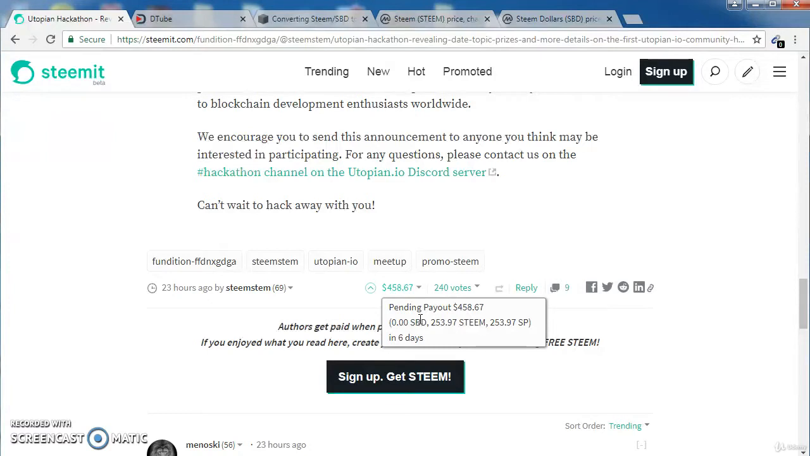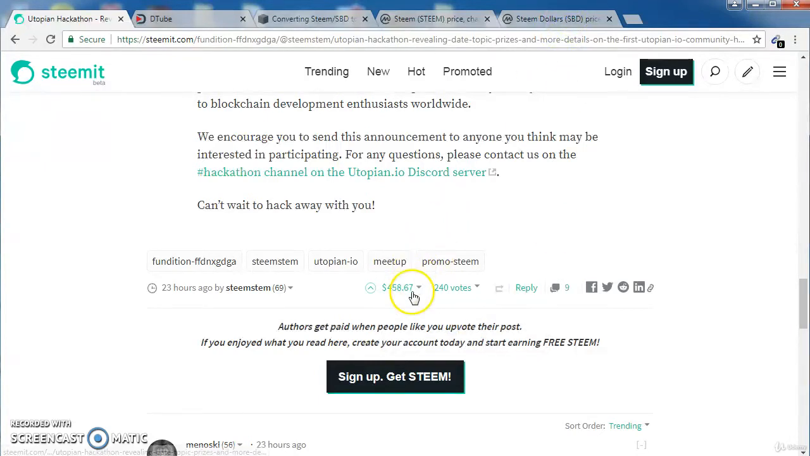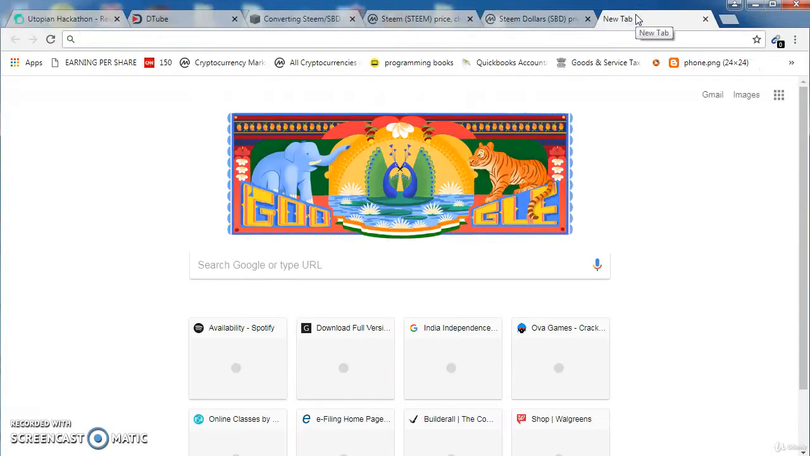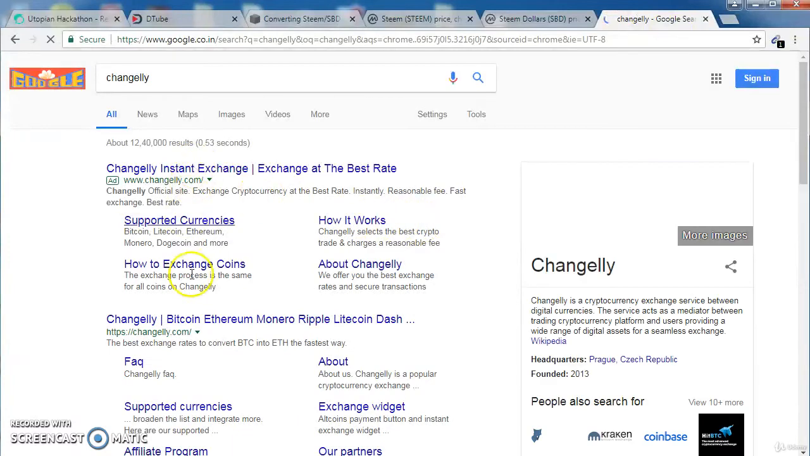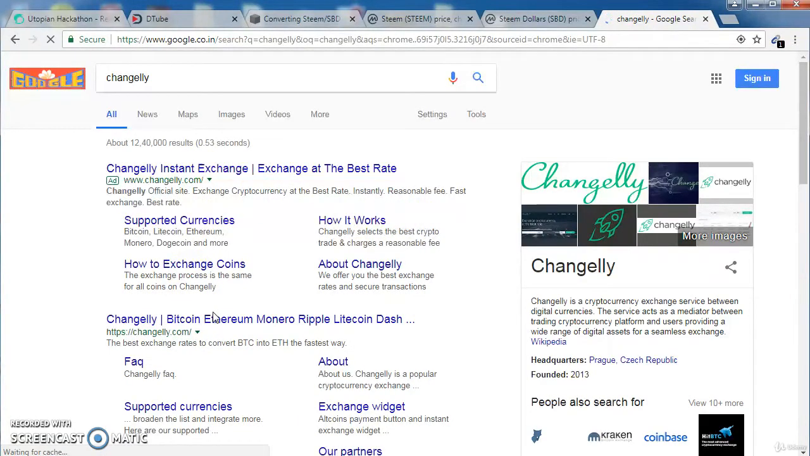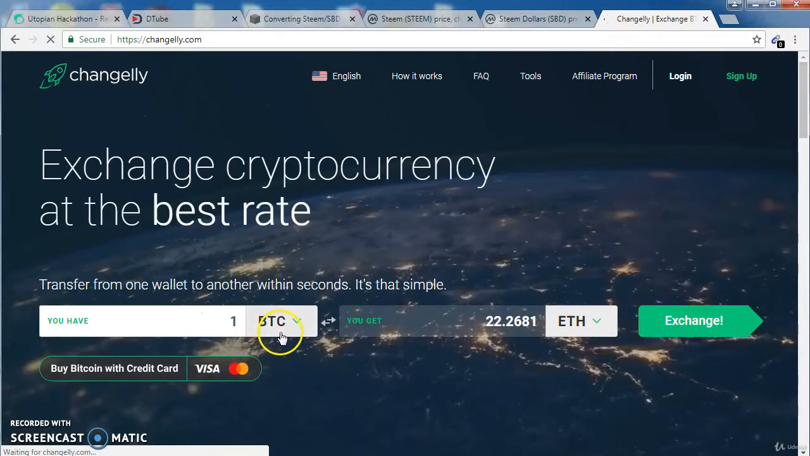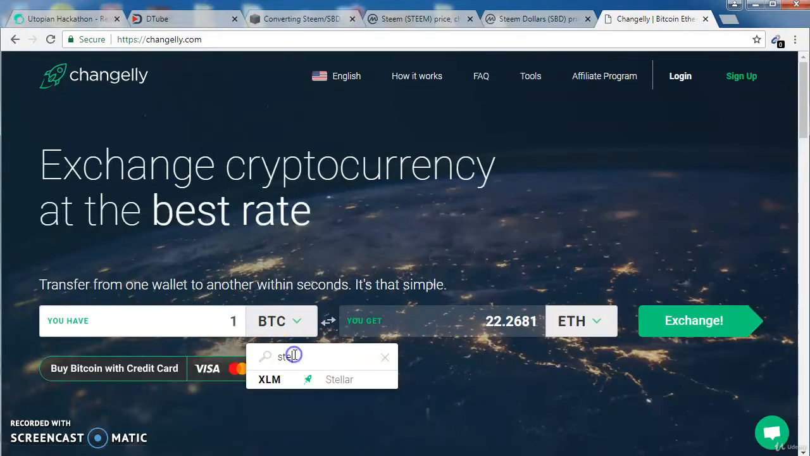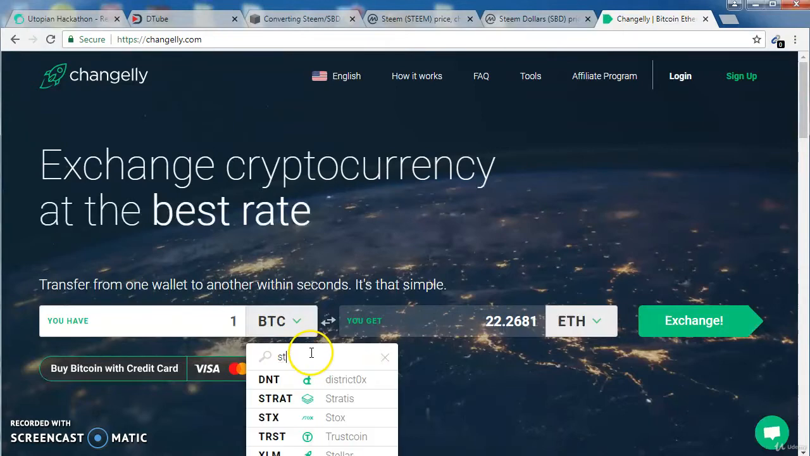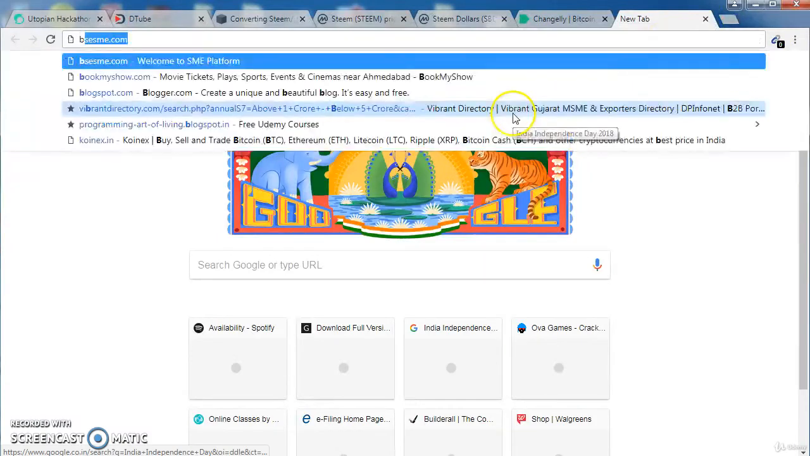The second method to convert Steem, if Steem is not listed on the cryptocurrency exchange, is to convert Steem into Bitcoin. That you can do with a website known as Changelly. Changelly is a website where you can transfer one cryptocurrency to another. Currently Steem is not here, so okay, then there's another website known as Block Trades.